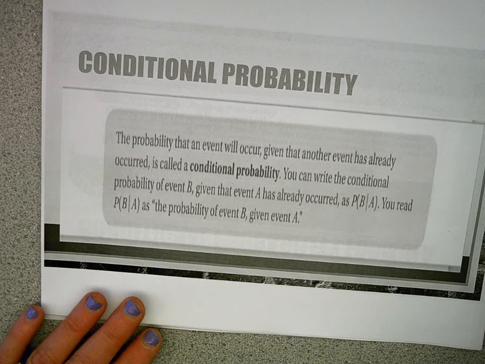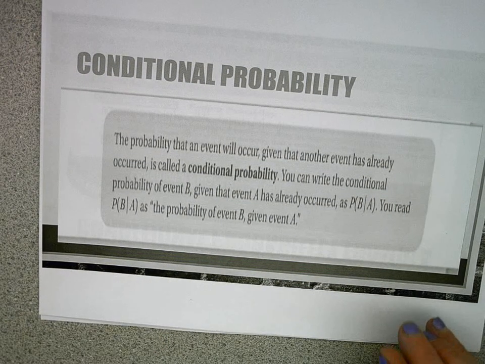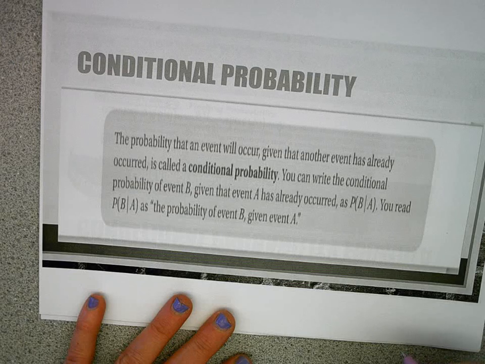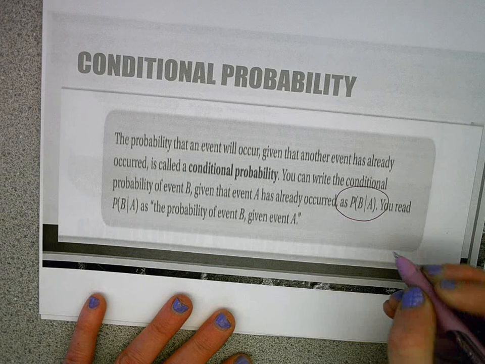So we're going to talk about something about conditional probability. A probability that an event will occur given another event has already happened is called conditional probability. It has some condition to it. We're not looking at the whole table. We're looking at a focus of one part of the table. You can write a conditional probability of an event B given that A has already happened like this.